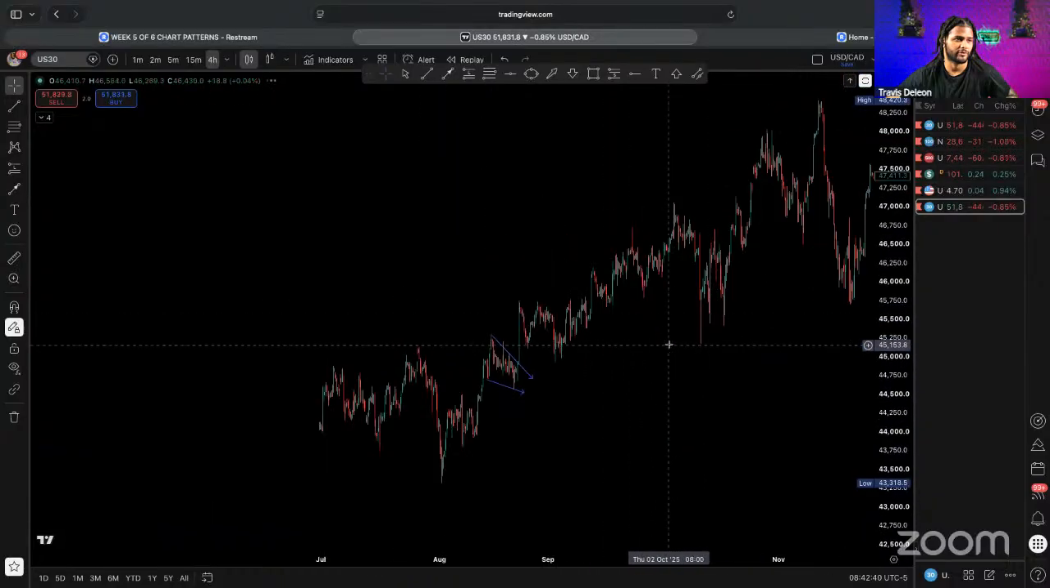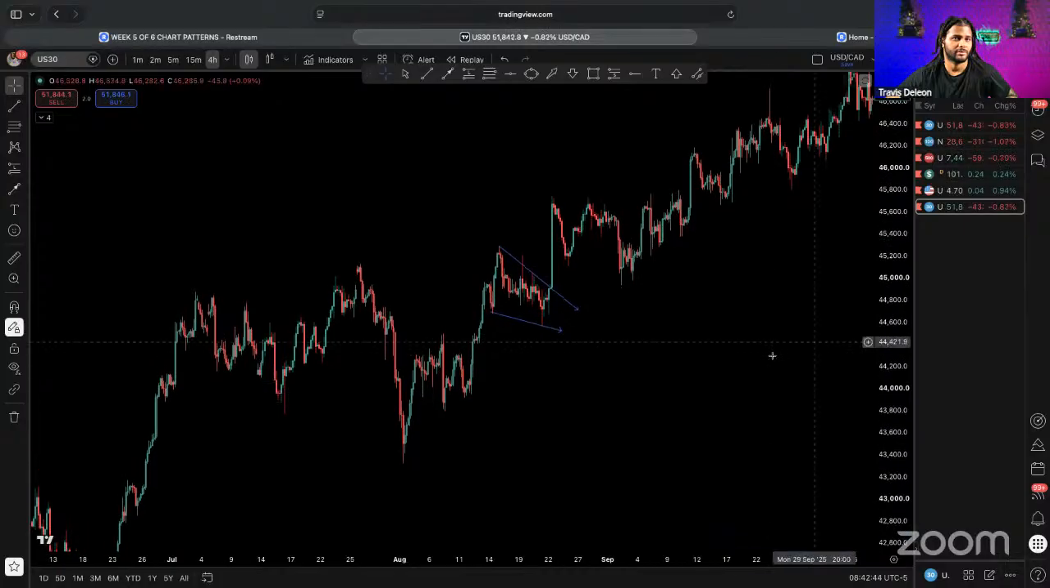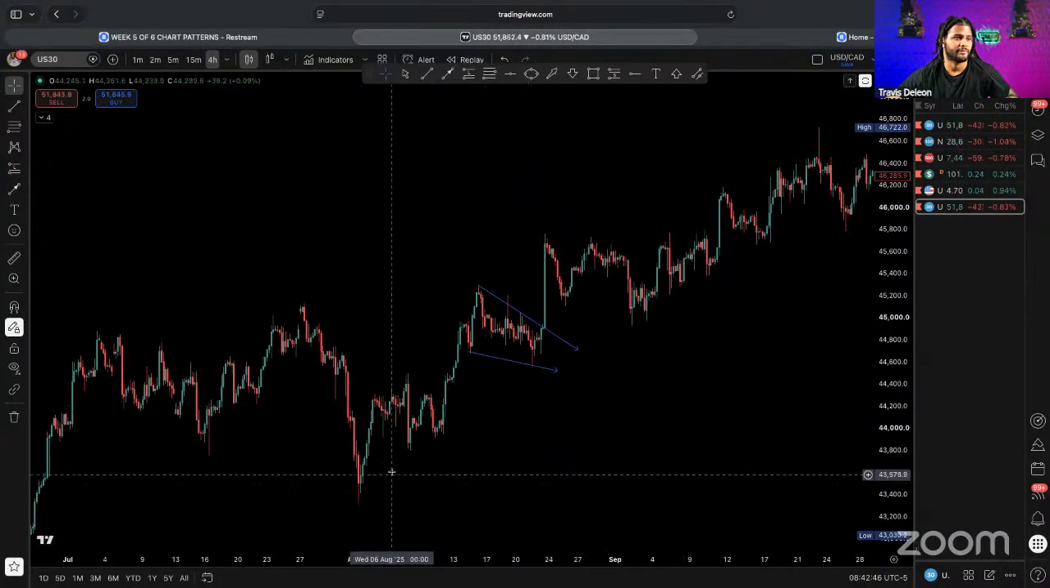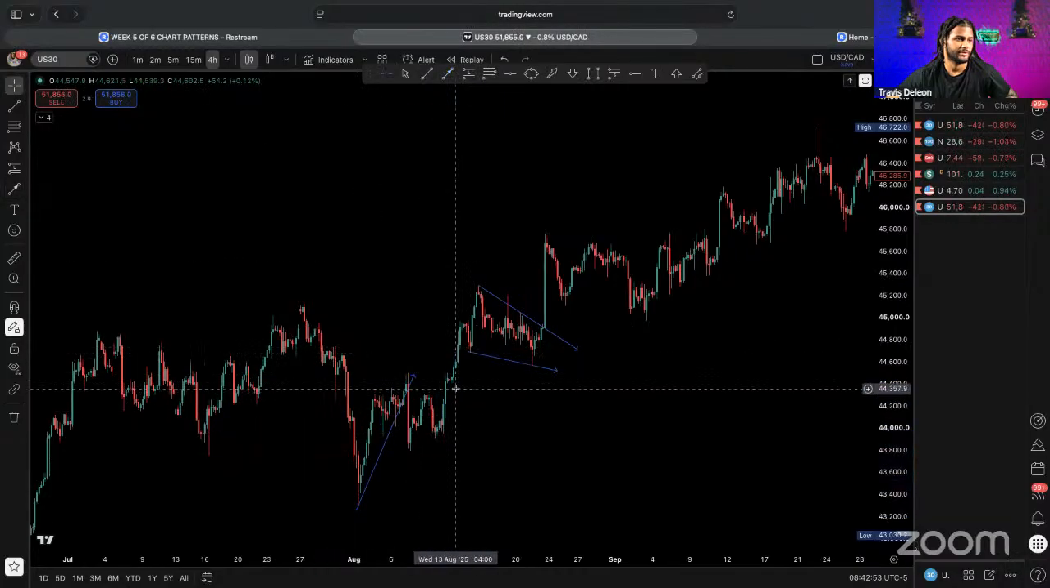I'll mark out a few of them. This is another one where you see price is going up. Remember, if y'all have any questions, don't be afraid to ask questions.